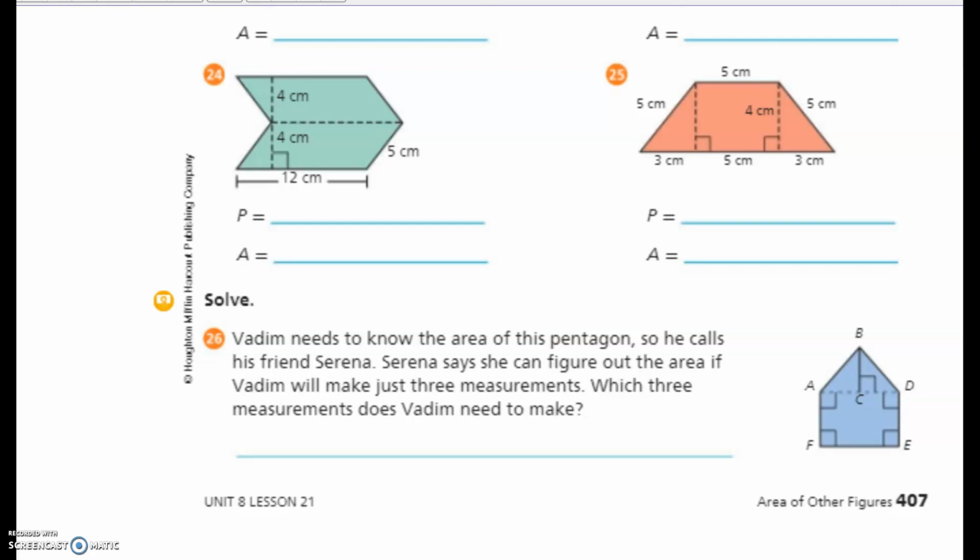Hi guys, welcome back to our third day on Unit 8, Lesson 21. I am on page 407 in your textbook. Please join me. Please grab your calculator and fill in these pages as I am filling them in too.